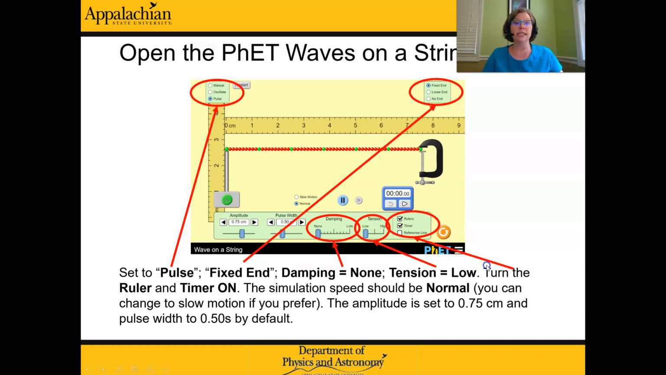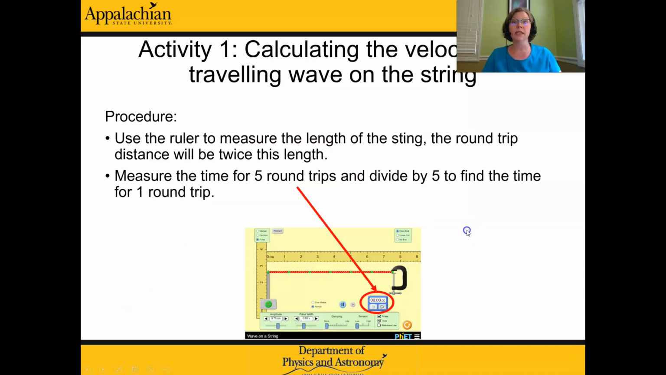In order to measure the distance, you need to turn on your ruler, and in order to measure the time, you need to turn on the timer. The amplitude is by default set to 0.75 centimeters, and the pulse width is set to half a second. We're going to leave those as is for now. So calculating the speed of the traveling wave on the string, you're going to use the ruler. You want to set the 0 mark right underneath the green dot. And you're going to measure the time using the timer for 1 pulse to make 5 round trips.